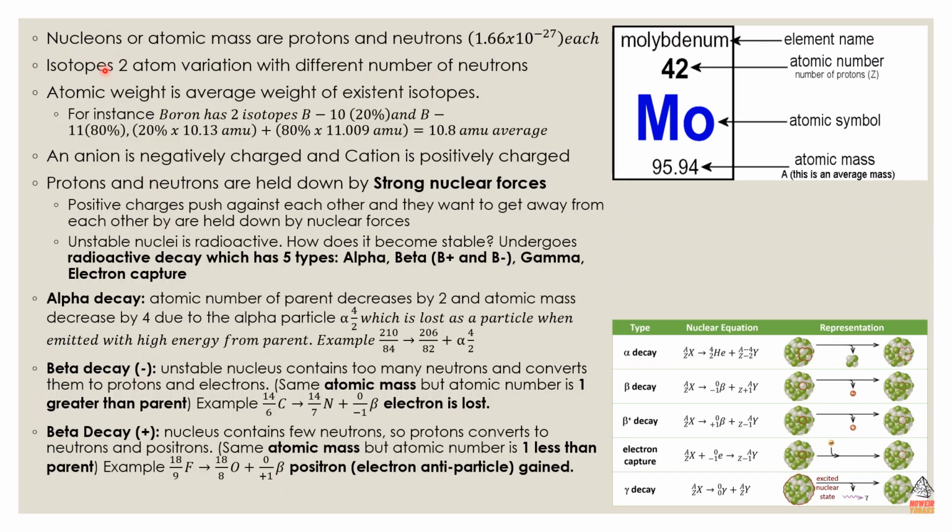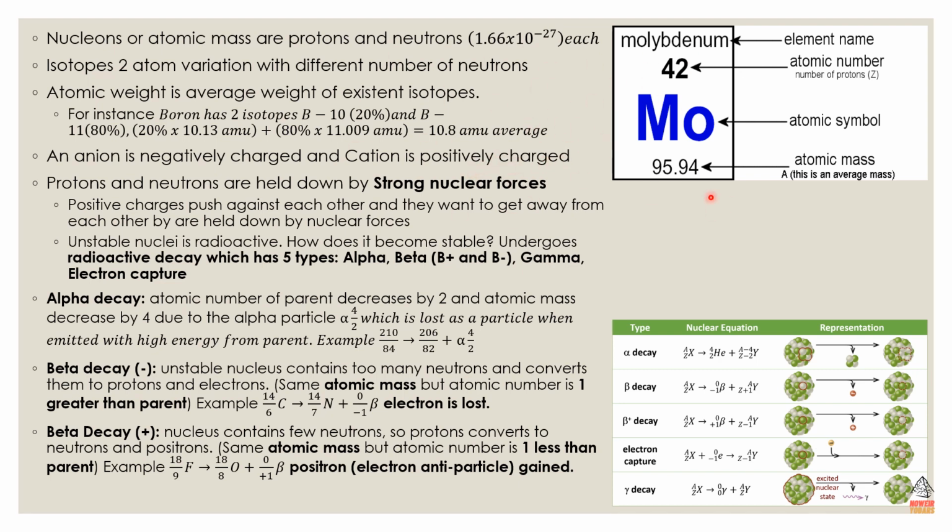So nucleons are the atomic mass that consists of both protons and neutrons. They each weigh 1.66 times 10 to the power of negative 27 each. Next we have isotopes. Isotopes are two atom variations with different numbers of neutrons. For instance, carbon 12 versus carbon 13, something like that.